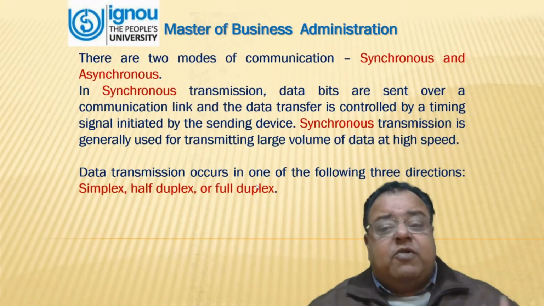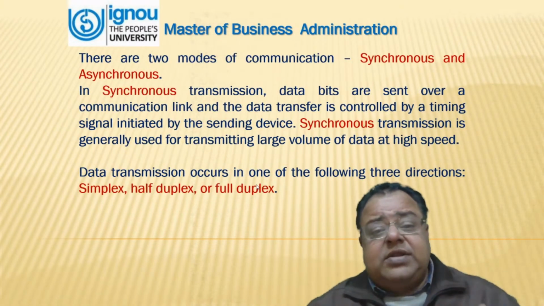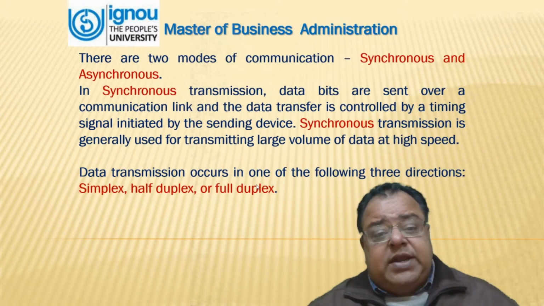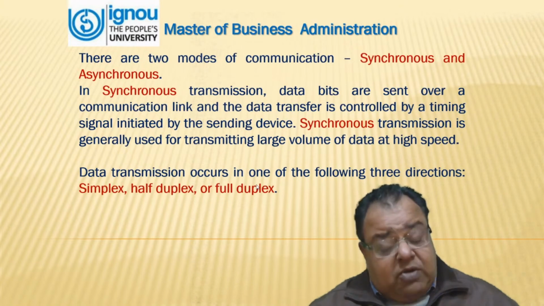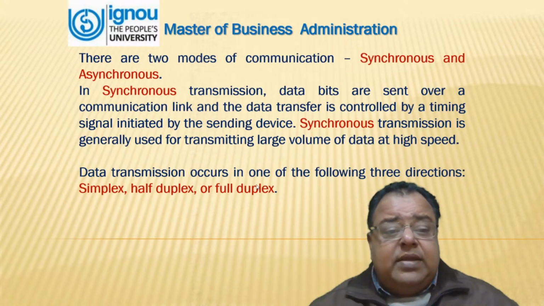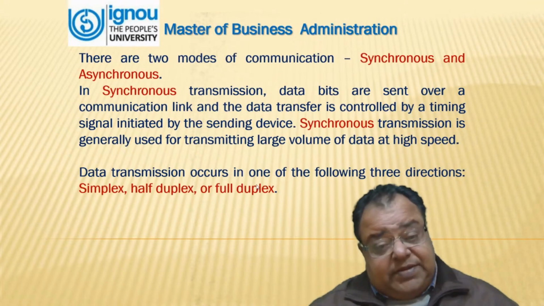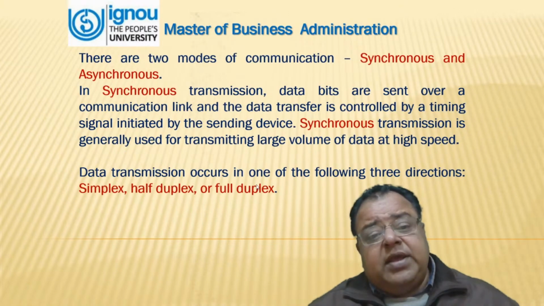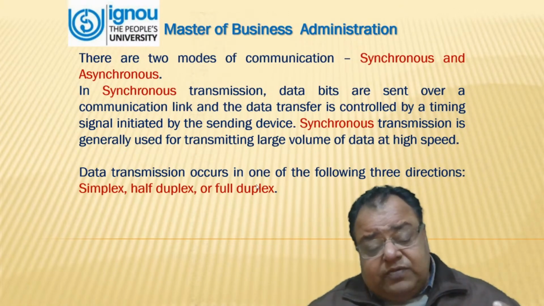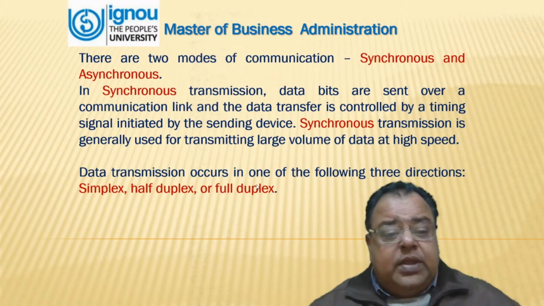There are two modes of communication, synchronous and asynchronous. In synchronous transmission, data bits are sent over a communication link and the data transfer is controlled by a timing signal initiated by the sending device. Synchronous transmission is generally used for transmitting large volumes of data at high speed.